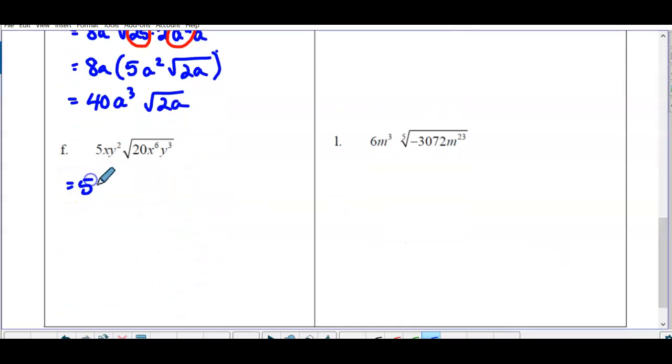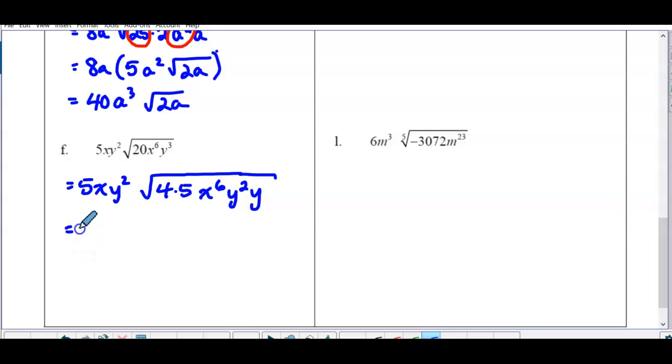Then again, 5xy squared, that's out front. 20 is the same as 4 times 5. x to the 6th, 6 is an even number, so that's a perfect square. Y, we'll have to show as y squared times y. Nothing should change. If we simplify this, we should get back to this. So if you work backwards and forwards, it'll help you check your work.